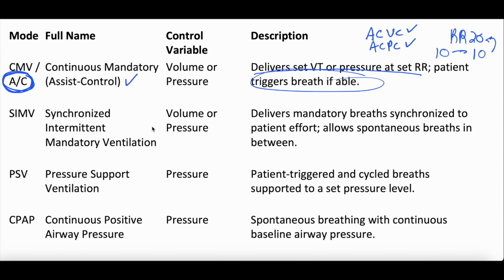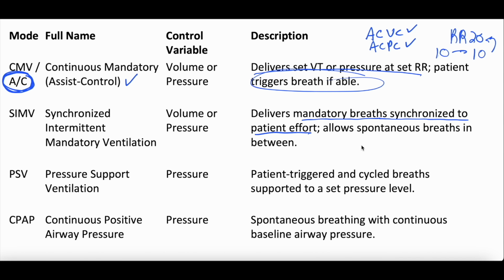All right, SIMV is called synchronized intermittent mandatory ventilation. This is not widely used anymore. I personally don't really ever use it actually. But what this is, it's a mode where the ventilator delivers the mandatory breaths that you've set, and it can synchronize those to patient effort.